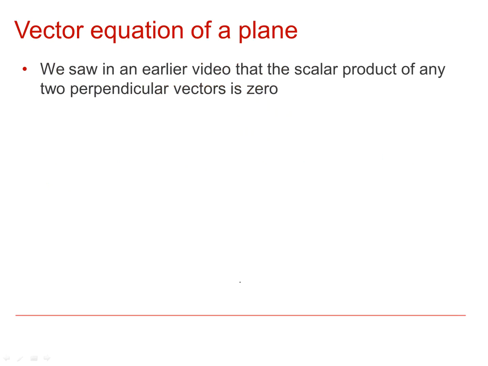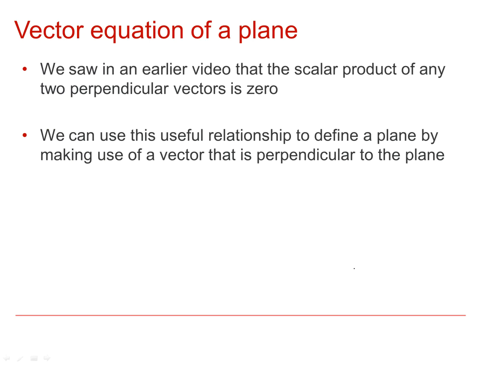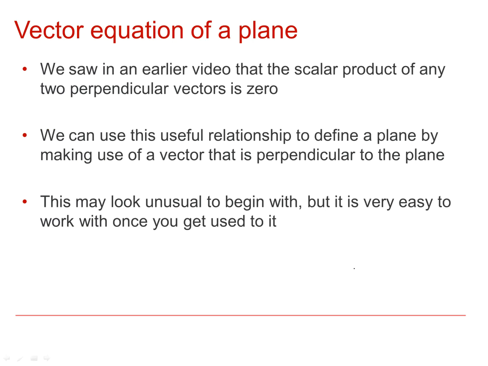In an earlier video, we saw that the scalar product of any two perpendicular vectors is 0. This is a particularly useful result, and we can use it to define a plane by making use of a vector that is perpendicular to the plane. This may seem a little odd to start with, but once you get used to it, it's really easy to work with.